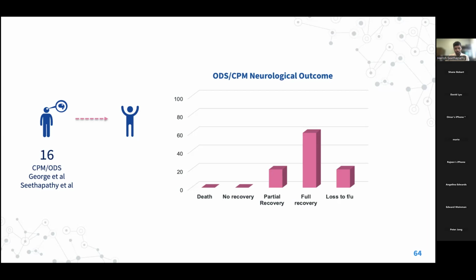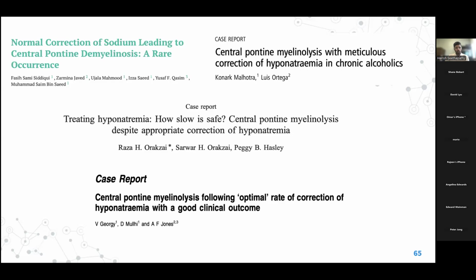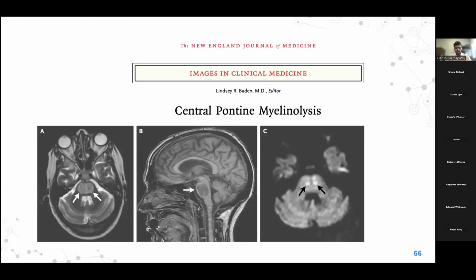However, we do practice in a different realm of correction rates. I want to caution you about that. We've all seen these cases, and there's been a ton of cases published on, hey, we corrected normally or we corrected slowly. How slow is safe? Because despite what we do, we did see CPM in our patients, and there's been a slew of case reports publishing that. There was even an NEJM Clinical Images in Medicine. In this particular patient, the correction rate was actually like 3 per 24 hours, very, very slowly corrected.